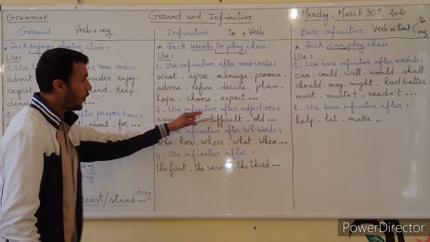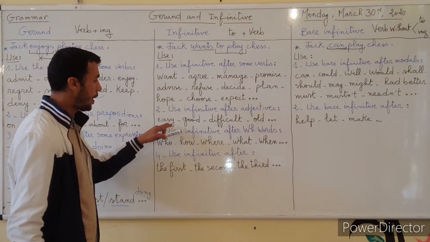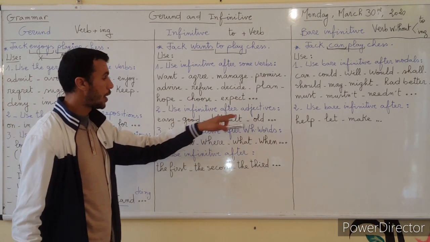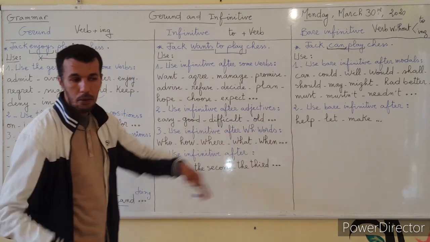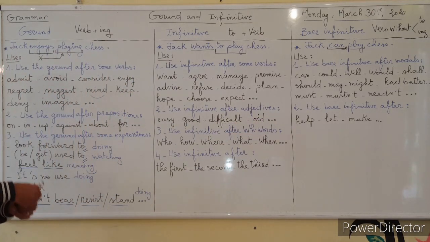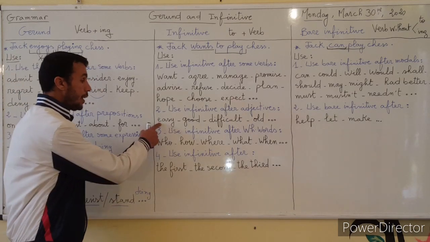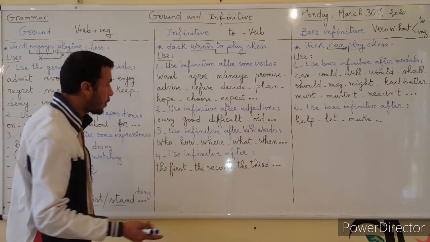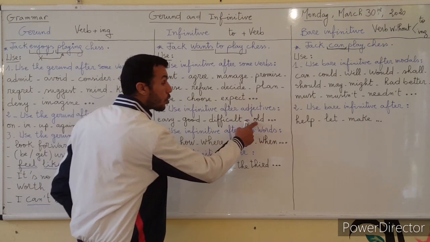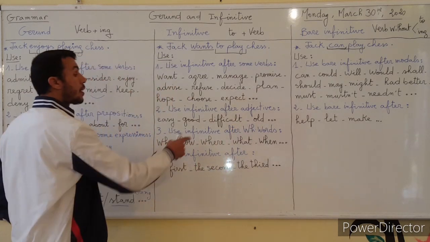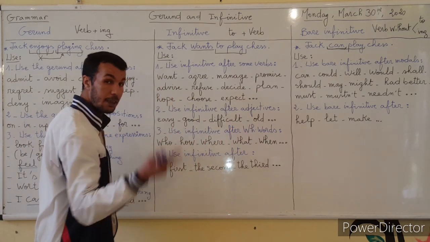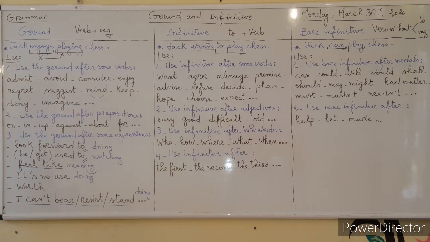Number 2, use infinitive after adjectives like easy, good, difficult, old, etc. So whenever we have an adjective, it must be followed by to. So for example, it's easy to do. He is old to drive. It's difficult to explain, etc.